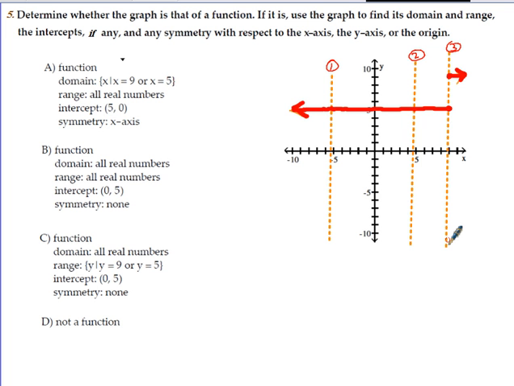So therefore, our answer is letter D, and we don't need to get the domain and range, the intercepts, and the symmetry. Although we could actually define those features on this graph, we don't really need to get those all because this graph given is not a function.